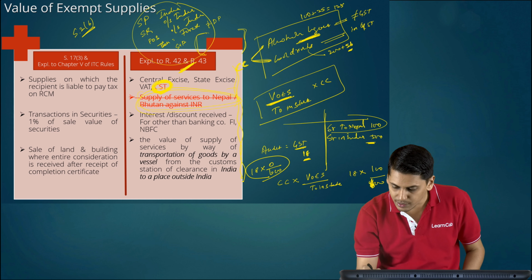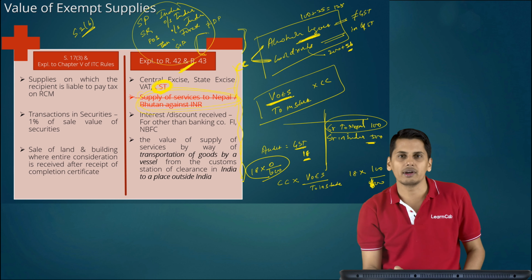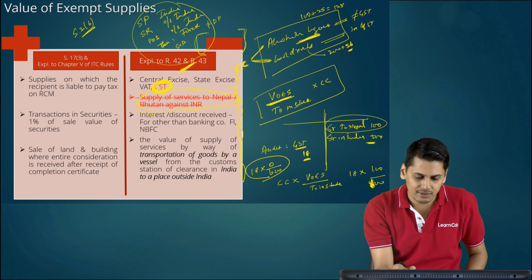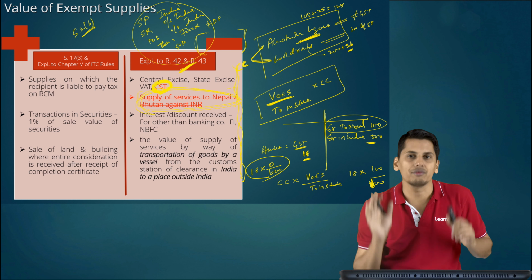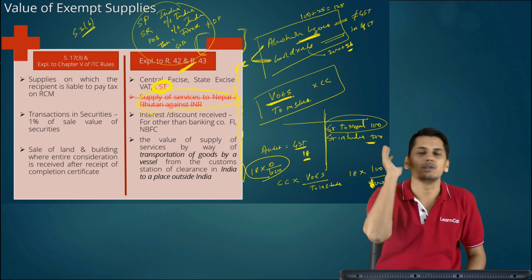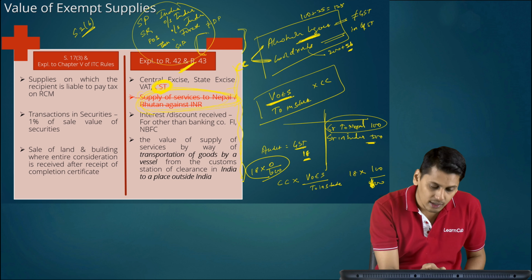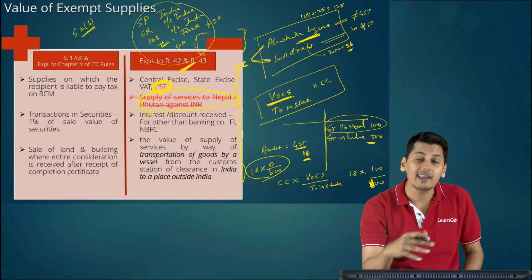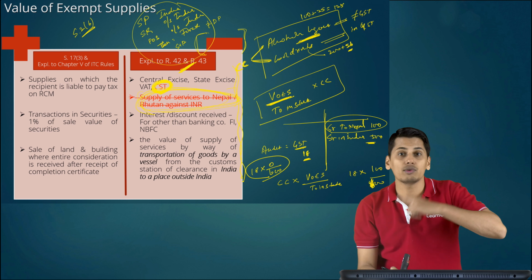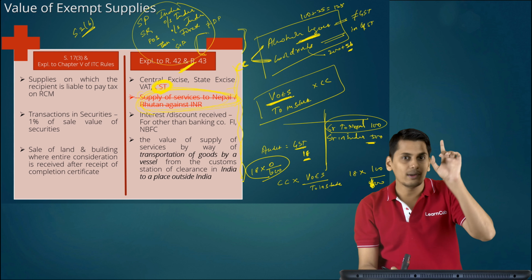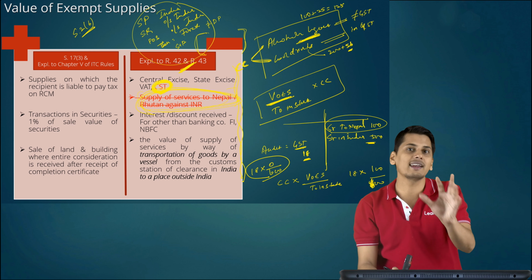Now since these services have become zero rated, there is no requirement anymore for the explanation to rule 42 and 43 to tell that supply of services to Nepal and Bhutan against INR will not form a part of value of exempt supply, because now it has become a zero rated supply due to the amendment in the IGST law. Friends, earlier this was there to encourage the exporters. Why encourage the exporters? Because when services are supplied to Nepal and Bhutan against INR, it was not export. When it was not export, it was taxable, tax should have been paid. But however, the government, to encourage it, had exempted it.